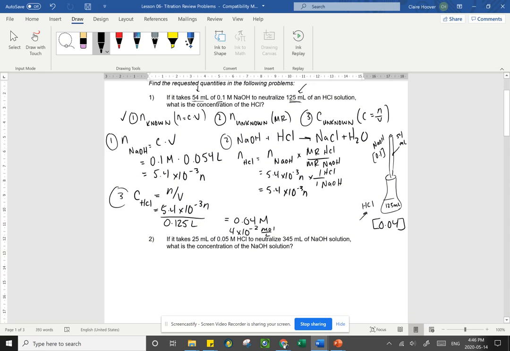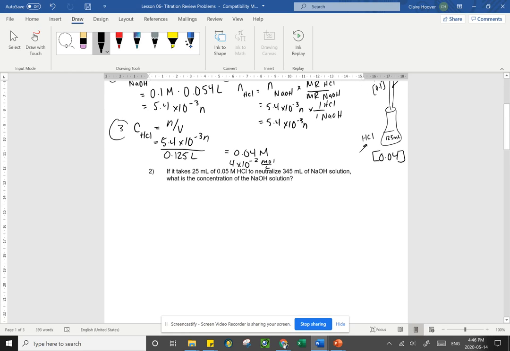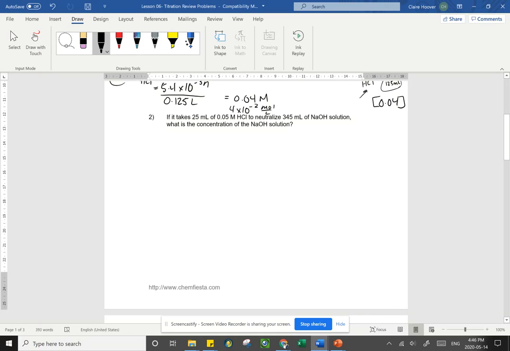So just follow those same 3 steps. Now let's do that one more time. First, moles of our known, using n equals C times V. Then we're going to figure out moles of our unknown using our mole ratios, and then we're going to finish off with concentration of our unknown, which is going to be calculated using C is n over V. Same 3 steps for any titration.